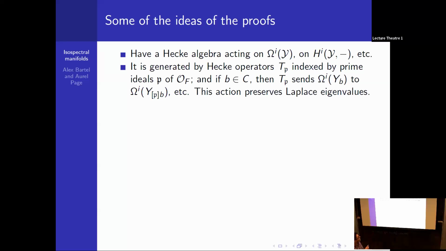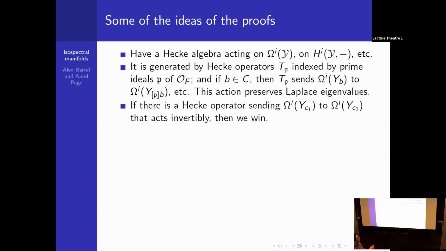And this action preserves Laplace eigenvalues. And so if you could find a Hecke operator that sends your favorite component, first favorite component, to your second favorite component and acts invertibly, then we win. Not only have we then proven isospectrality, we've realized what actual spectral people who are not part of this field call transplantation. You actually get a linear map that just identifies the eigenvectors with each other. It doesn't just prove an equality of abstract sets of eigenvalues. It provides an explicit identification between the eigenvectors.